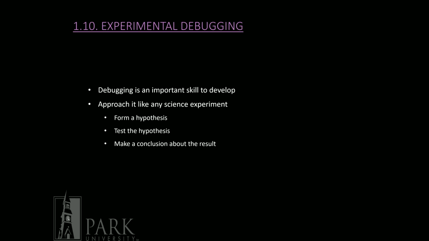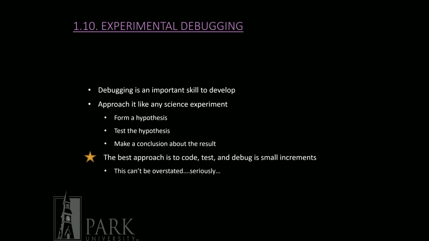All right? So the best approach is to code, test, and debug in small, manageable increments. I can't overstate this enough. I know I'm reading from the slides here, but you really have to do this. You write a little bit of code and execute it. And if there's a problem, you make changes, try to fix it, and then run that small section of code again. And you don't continue writing more code until you fix the problem.